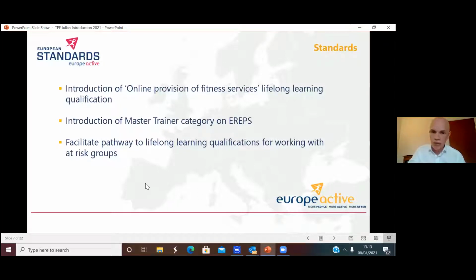We will be facilitating the pathway to lifelong learning qualifications for working with at-risk groups. So we already have obesity and diabetes, you'll know that, but we don't have enough training providers taking on those additional standards, those additional qualifications. So we want to look at how we can make that more accessible for people. And that's about making them into lifelong learning qualifications so they're easier to deliver for you guys. So that might be pregnancy, it might be in terms of something relating to ill health, so cancer care, low back pain. We'll be looking at all of these areas.